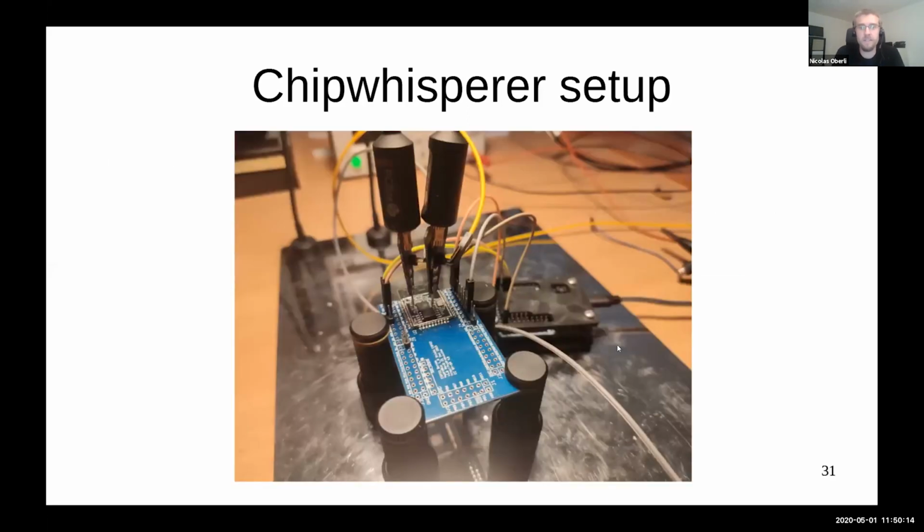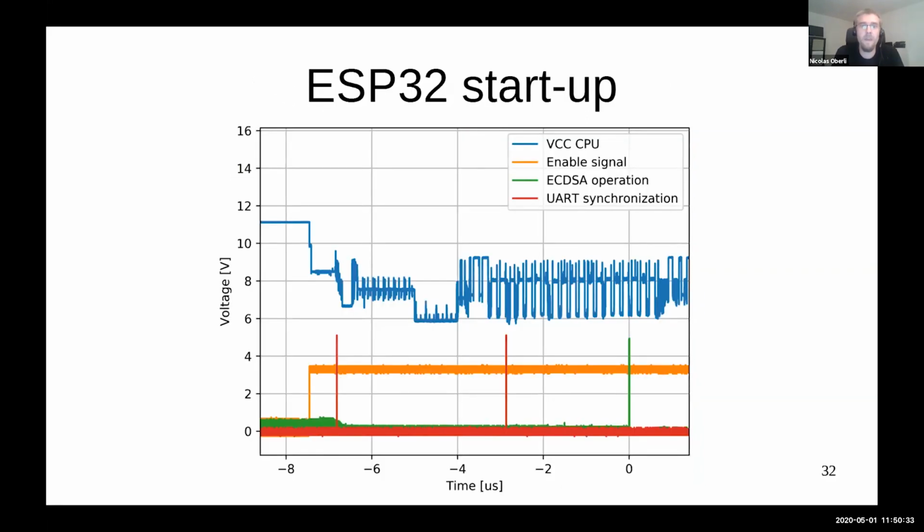This is how it looks in practice. You can see the two pogo pins connected to both power supply pins on the chip. You don't see it in the picture, but behind that, there's the ChipWhisperer as well. Once we set everything up, we also added some small resistors just after the power supply, so we can measure the current consumption of the chip.